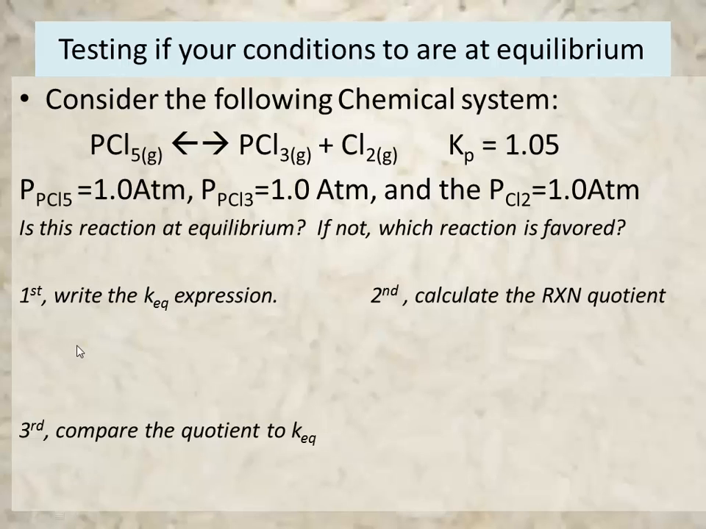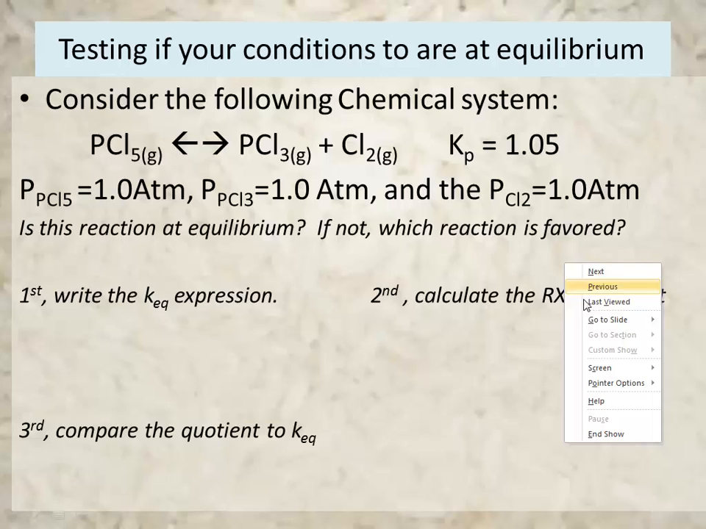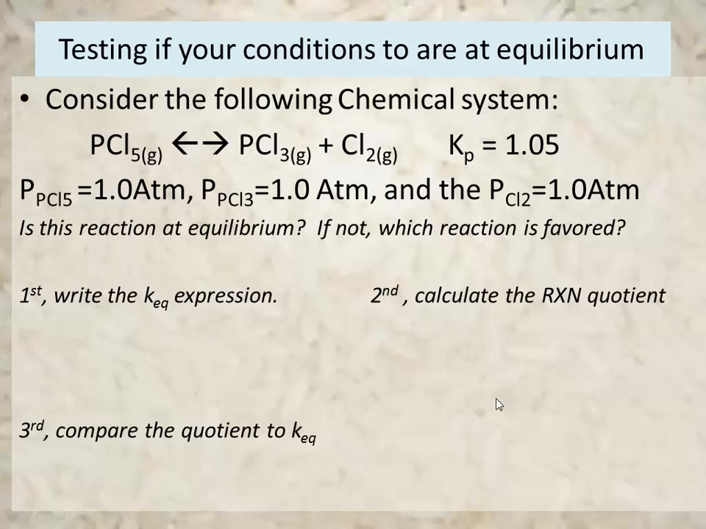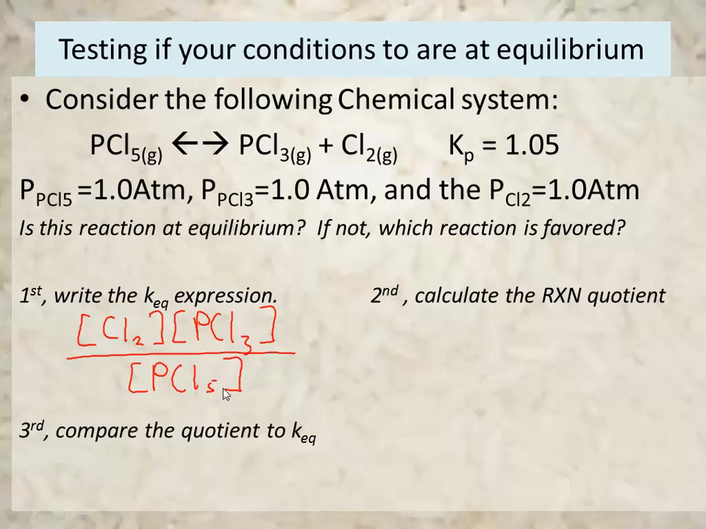So, first off, we have to write the Keq expression. This one's pretty easy. The equilibrium constant expression. We should have all gotten the Cl2 concentration times the PCl3 concentration, all over the PCl5 concentration. Okay? Actually, we probably should have done the partial pressures, but when you're talking about concentration of a gas, you're talking about the pressure. So this is our K expression up here.